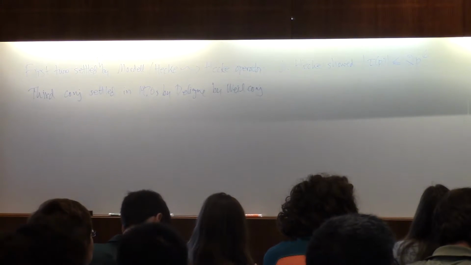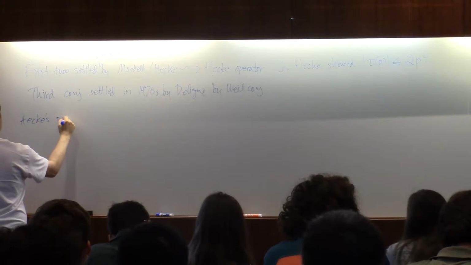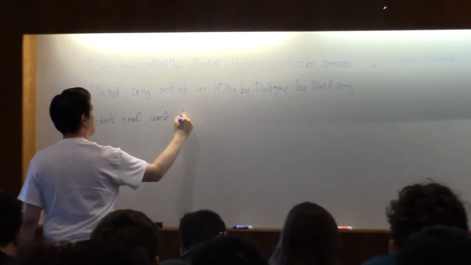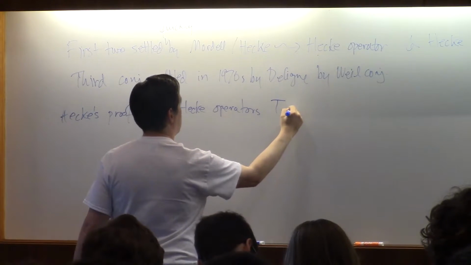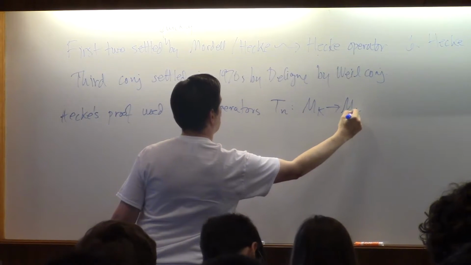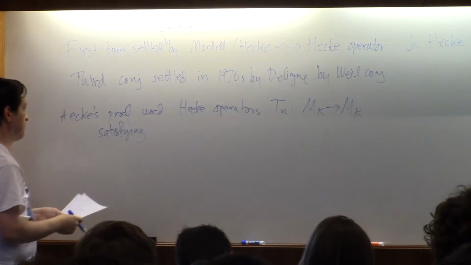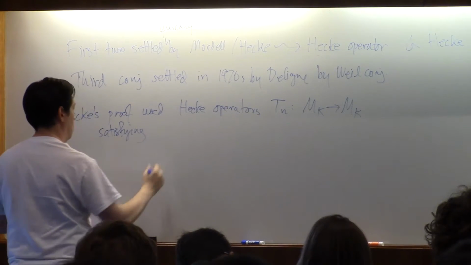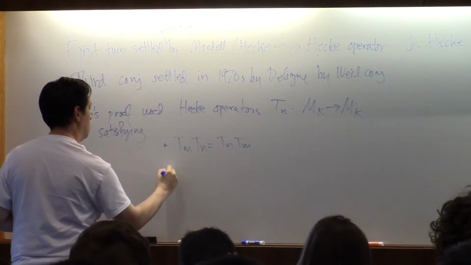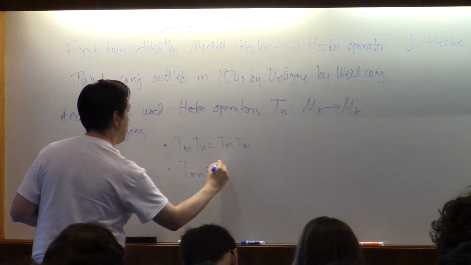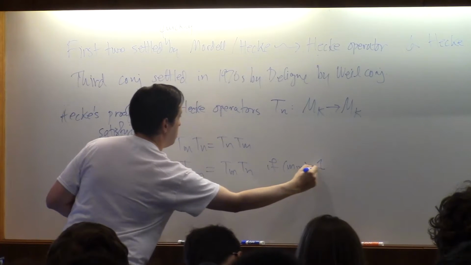So now let's define. Hecke's proof actually introduced a bunch of linear transformations called Hecke operators, Tn, from modular forms to modular forms of the same weight, satisfying a couple of properties. For example, they commute. The Hecke operator at mn is the product of the Hecke operator at m times the Hecke operator at n if m and n are relatively prime.